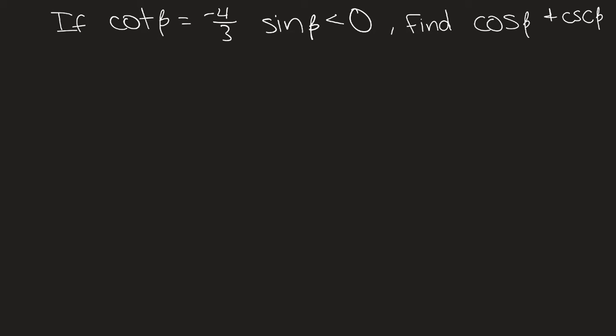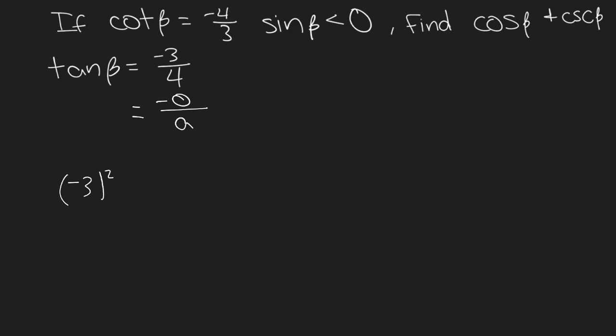All right, the first piece to this, we need to go ahead and find all our pieces to what we're working with. So if cotangent beta is -4/3, then tangent beta equals -3/4. So for instance, this is our, what is this? Opposite, -3 over our adjacent. And so we know that -3 squared plus 4 squared is going to give us our hypotenuse squared.